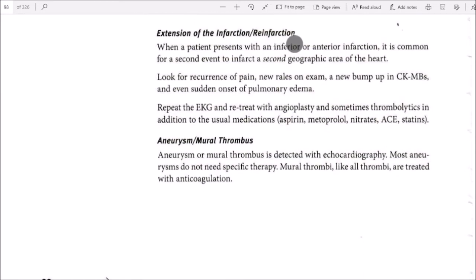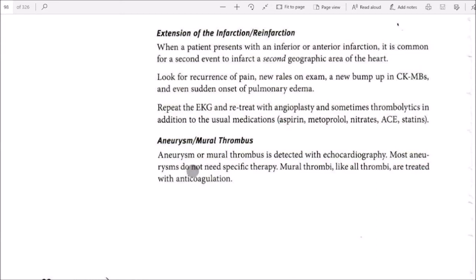Extension of the infarction/reinfarction. When a patient presents with an inferior or anterior infarction, it is common for a second infarct to involve a second geographic area of the heart. Look for recurrence of pain, new rales on exam, a new bump in the EKG and CK-MBs, and even sudden onset of pulmonary edema. Repeat the EKG and retreat with angioplasty and sometimes thrombolytics, adhering to the usual medications: aspirin, metoprolol, nitrates, ACE inhibitor, and statin.